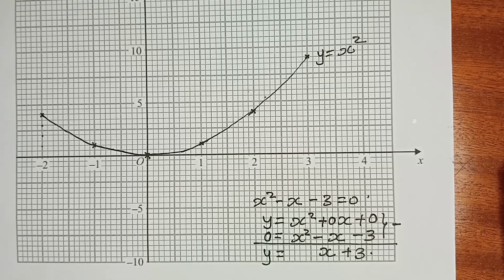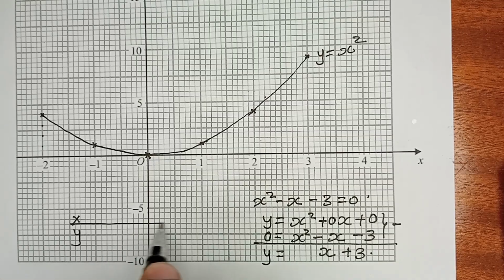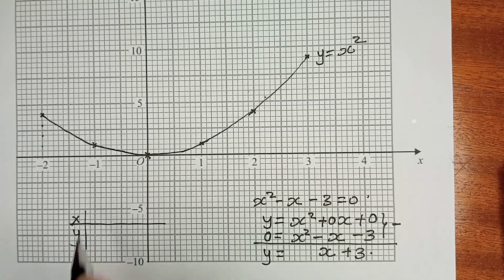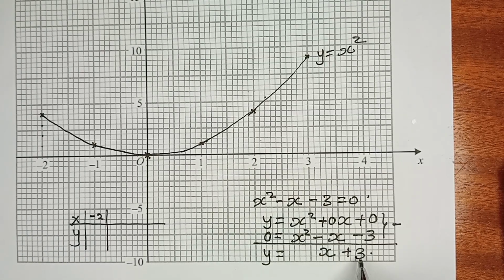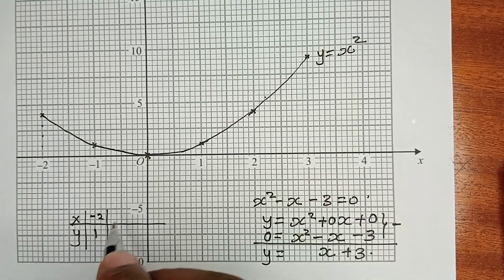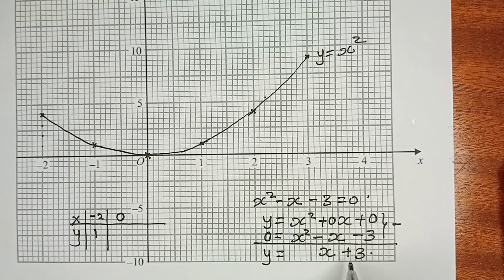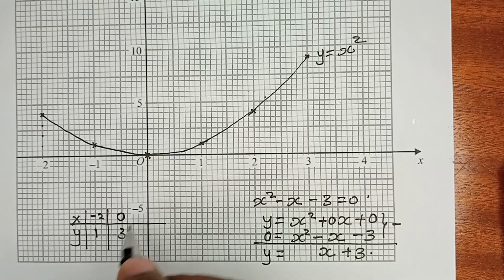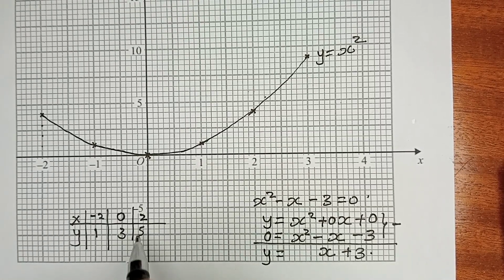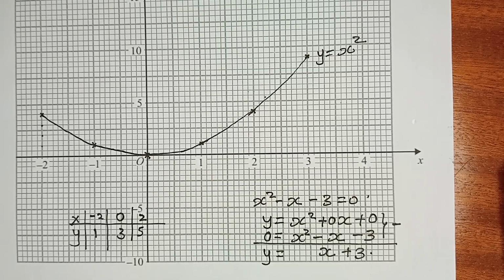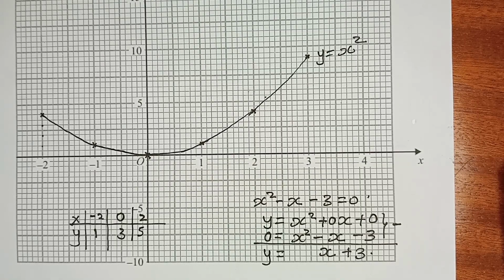How do we go about it? Even if we just took x here and y, tabulate it just a little bit. When x is minus 2, minus 2 plus 3, y is 1. When x is 0, 0 plus 3, y becomes 3. When x is, let's say 2, 2 plus 3, y becomes 5. And those are enough points to actually draw or plot this line in the same graph.